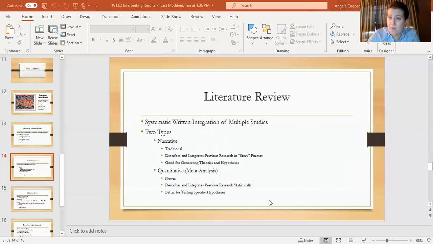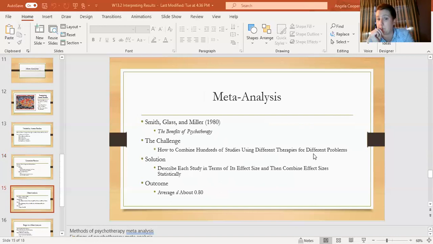And this is better for testing specific hypotheses because you have a full picture of the literature at that point. You have a full picture of the research to where you can have all the ins and outs of that particular research question. And so you can test for more specific hypotheses to jump off from that.